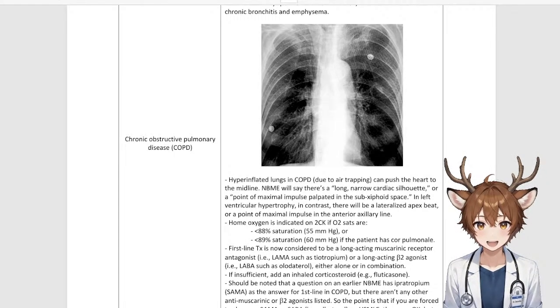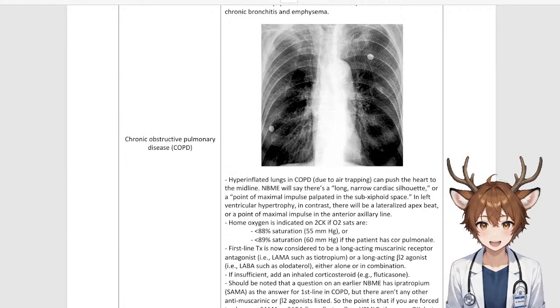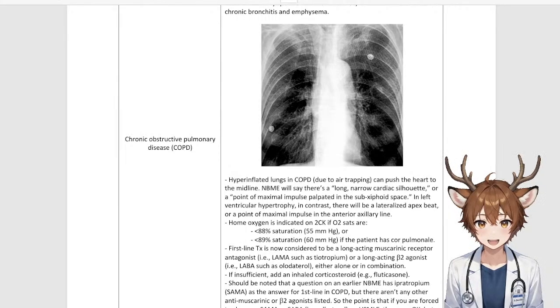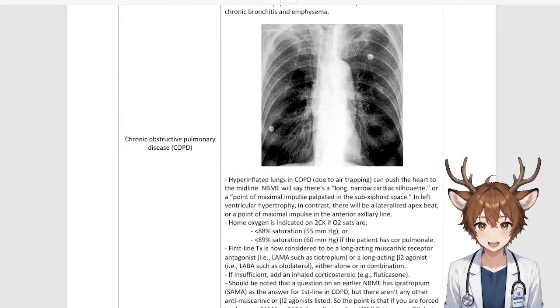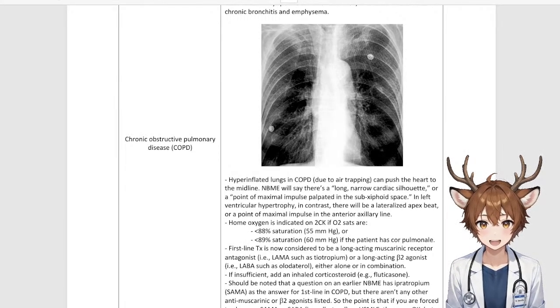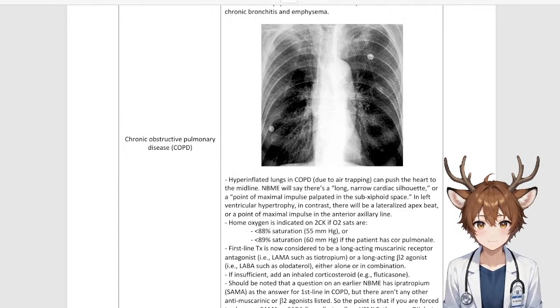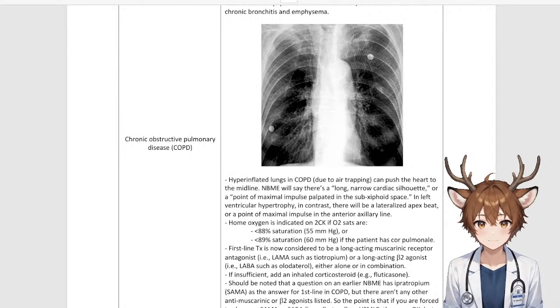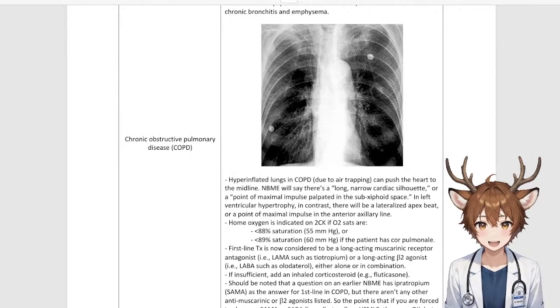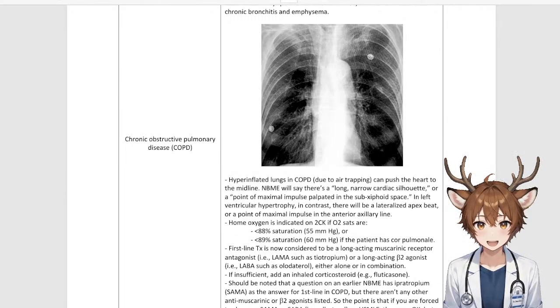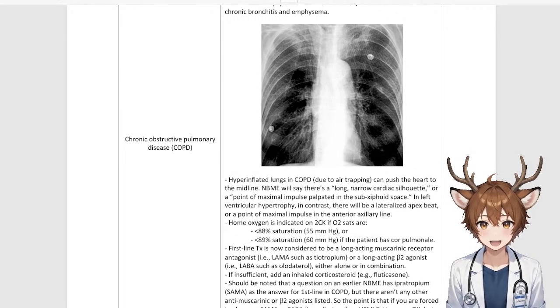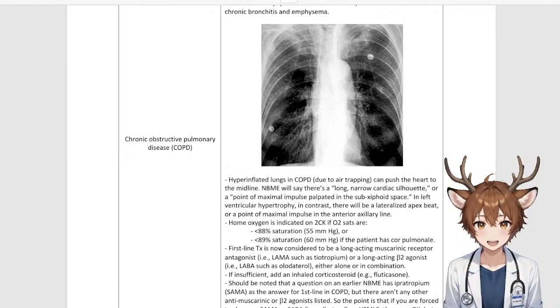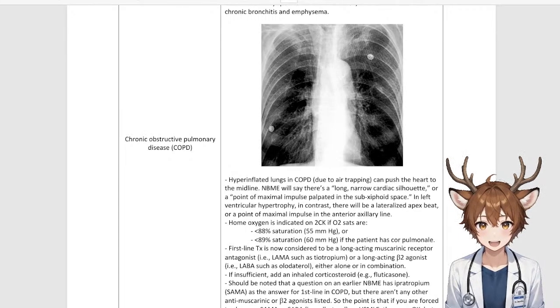Hyperinflated lungs in COPD due to air trapping can push the heart to the midline. NBME will say there's a long, narrow cardiac silhouette or a point of maximal impulse palpated in the subxiphoid space. In left ventricular hypertrophy, in contrast, there will be a lateralized apex beat, or a point of maximal impulse in the anterior axillary line. Home oxygen is indicated on 2CK if the O2 sats are less than 88% saturation or 55 mmHg, or less than 89% saturation at 60 mmHg if the patient has cor pulmonale.